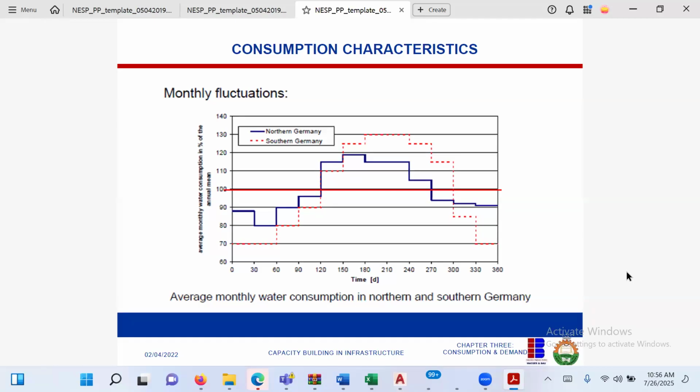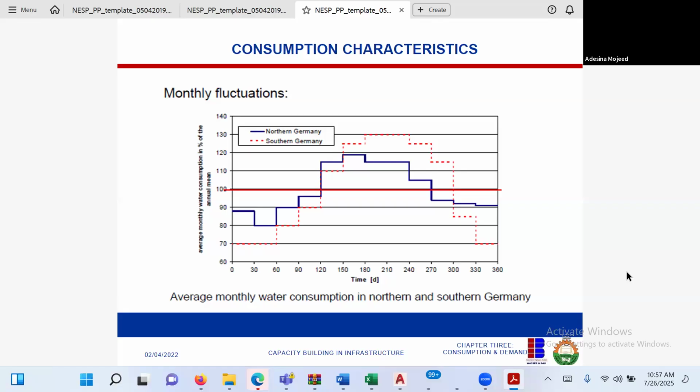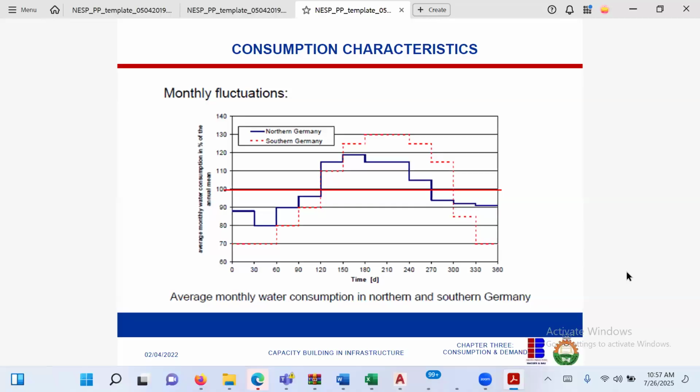Based on time of the year, okay, northern Germany and southern Germany. It can also be northern Nigeria, southern Nigeria. So water consumption is different depending on the period of the year. All of us know that during the hot season, water consumption goes high. Then during the rainy season, water consumption goes low. During cold, during harmattan.